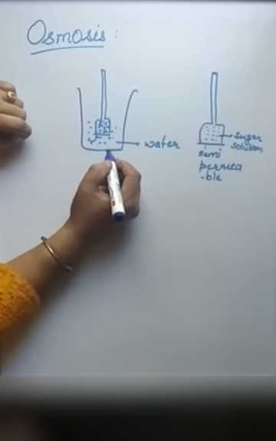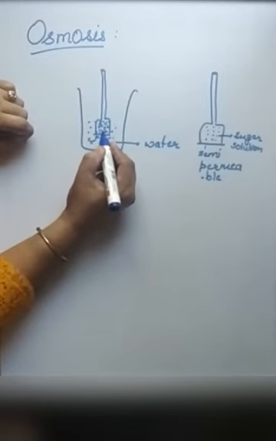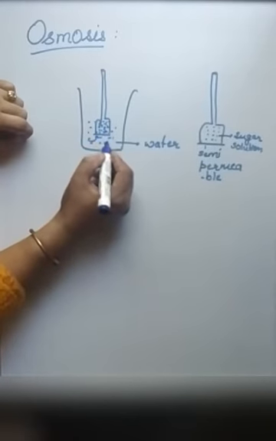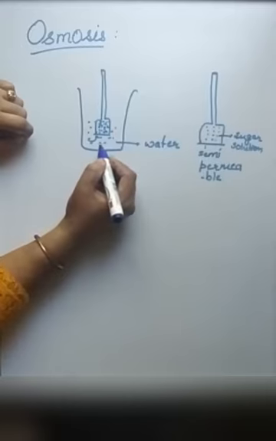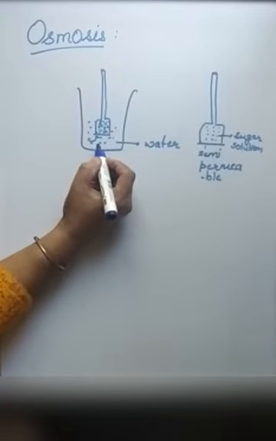If we see, in water there is no sugar, but in the thistle funnel sugar is dissolved. So the concentration of sugar is there in the thistle funnel, but in water there is zero concentration. Water has no sugar, that's why it is called the low solute concentration side. And in the thistle funnel we have sugar dissolved, so it is high solute concentration. So we'll find that the solvent moves from low solute concentration to higher solute concentration.